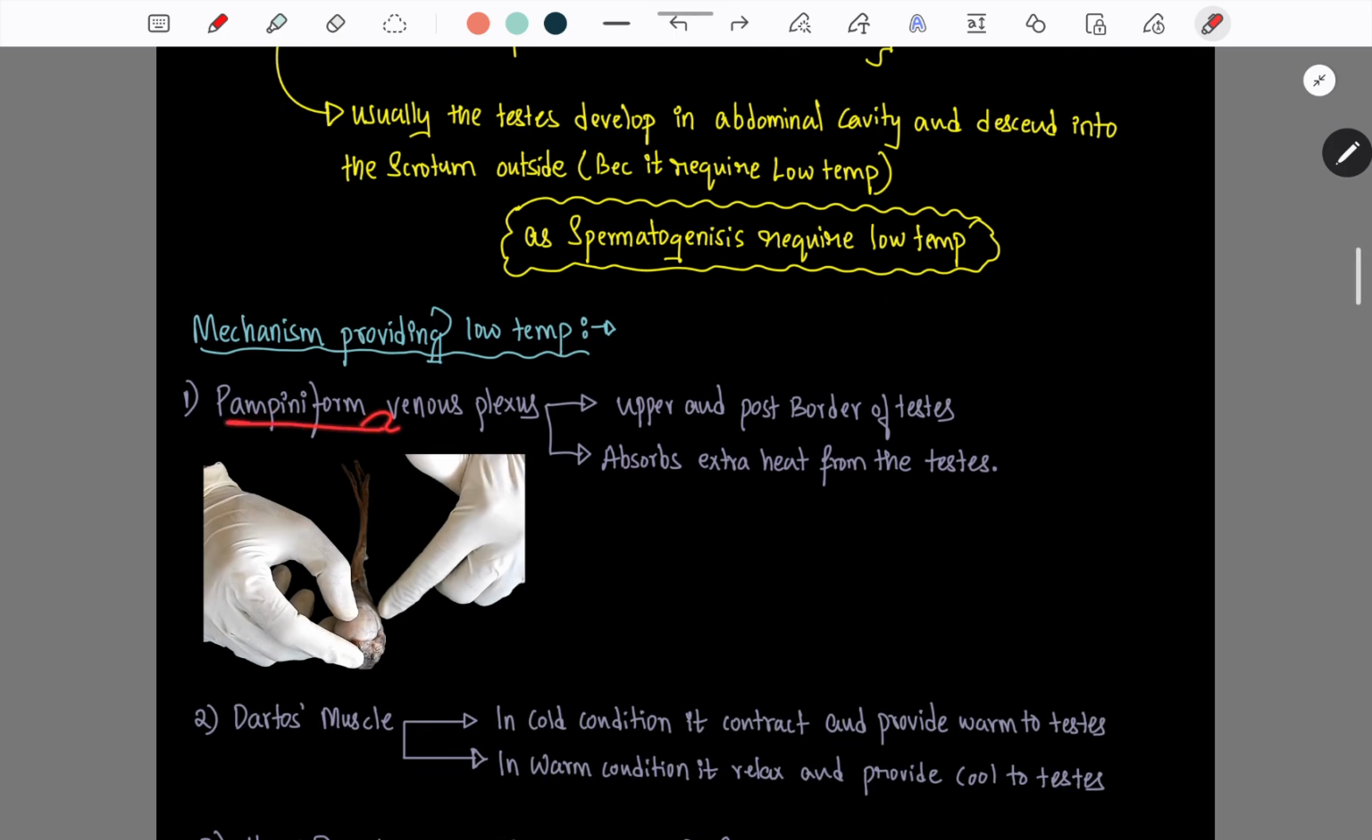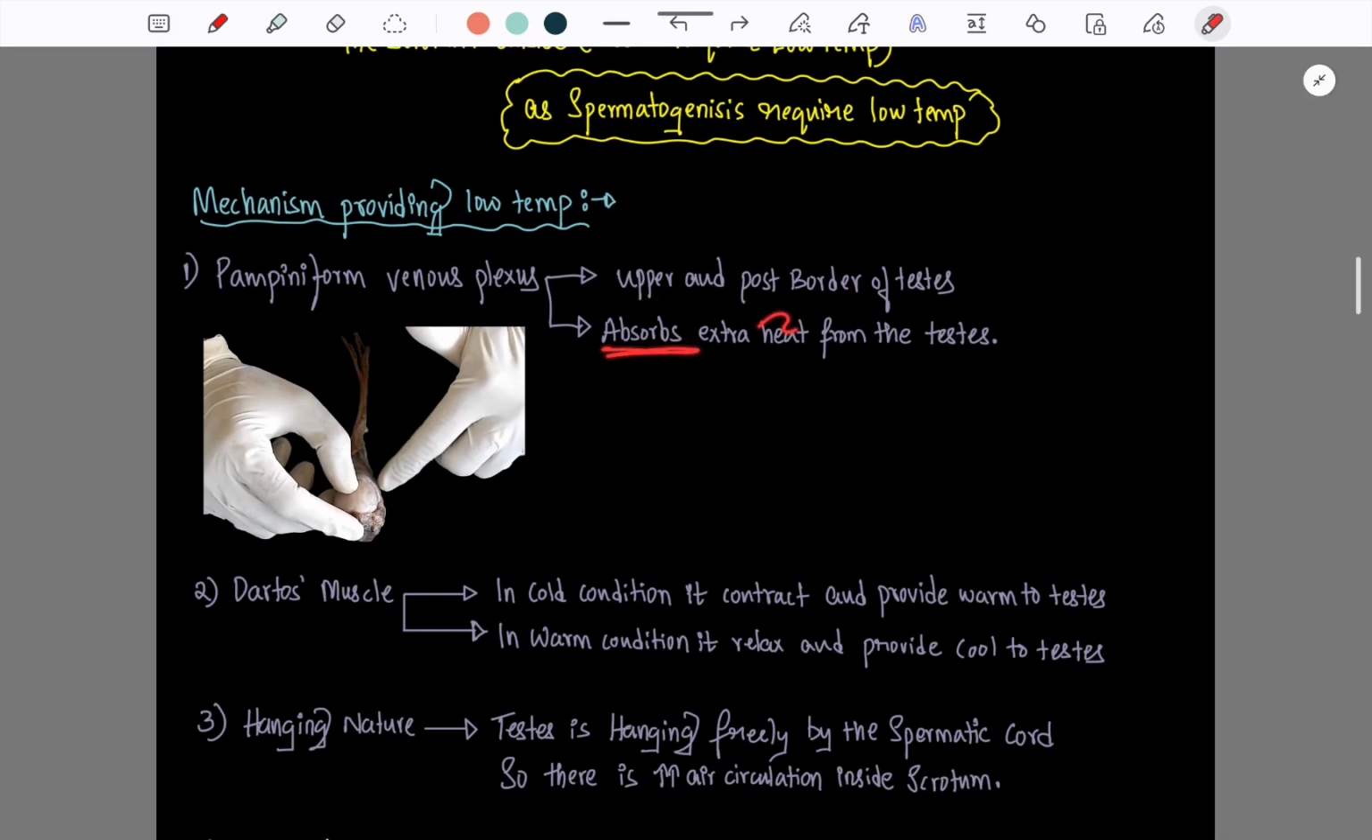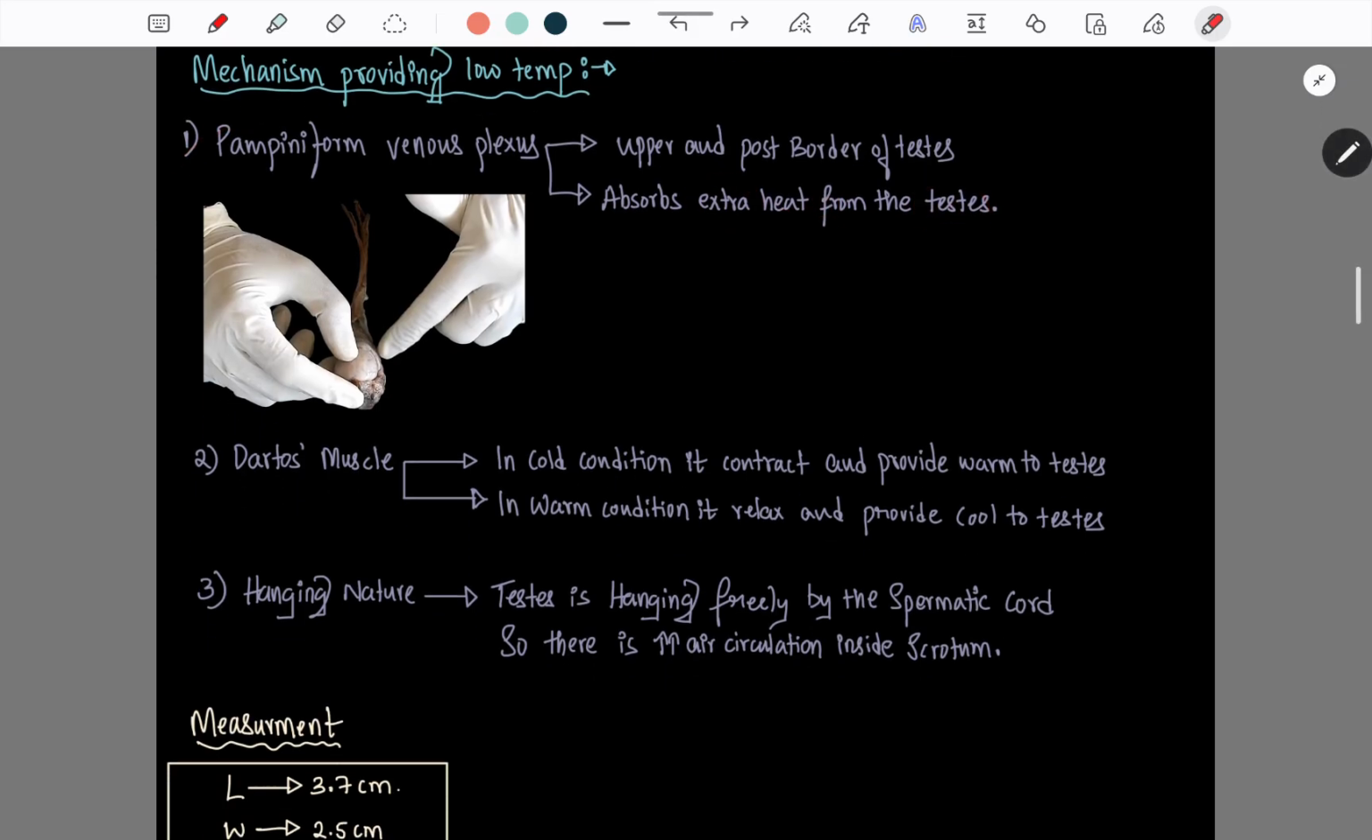First mechanism is the pampiniform venous plexus. This black thing is there. So this venous plexus moves upward along the posterior border of the testis and drains into the inferior vena cava, which we'll discuss in future topics. So it absorbs extra heat from the testis. This is the function. Then the dartos muscle: in cold condition it contracts and provides warmth to the testis. In warm condition it relaxes and provides cool to the testis.